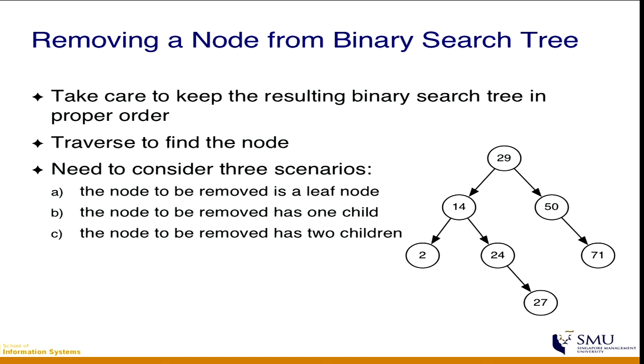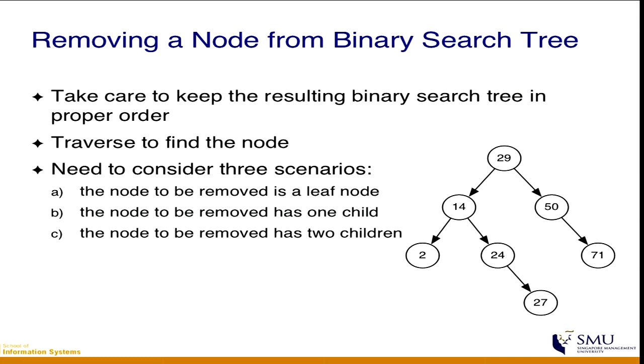Now, the next case is when you want to remove a node that only has one child. And an example of that is 24. So 24 has one child, which is 27. Now, you can do the similar thing. You can find 24, and once you find it, you can say, let's remove it. Let's tell its parent that 24 is not to be there anymore. So you go to 14, and you say 14, okay, 24 is no longer your child.